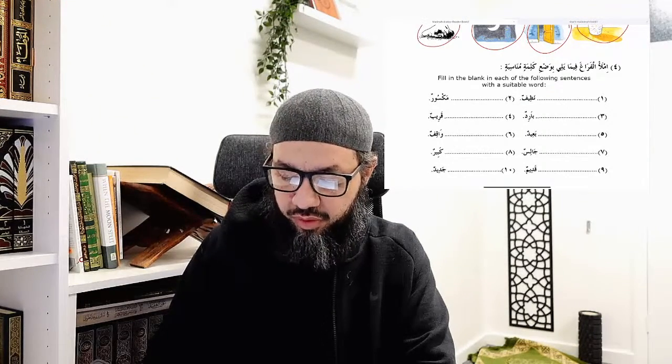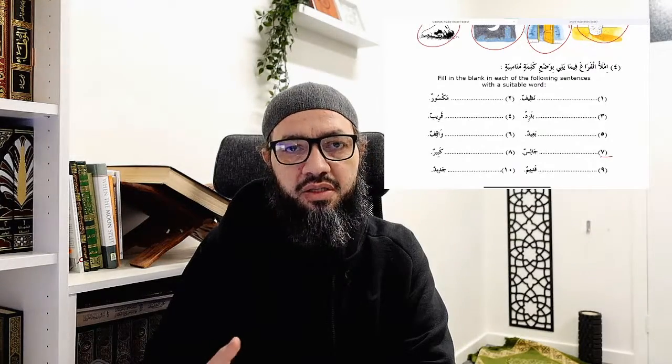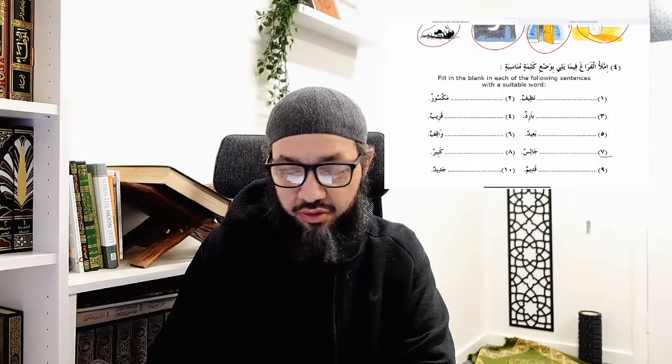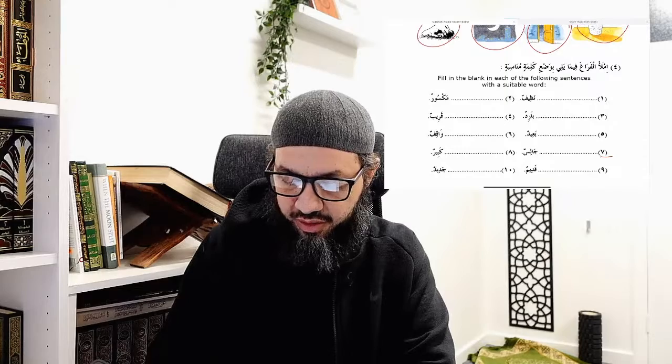So let's just have a quick look. Let's do jalisun, number 7. Who's going to be sitting? Don't say al-hajar for jalis. You can't say the rock is sitting. Rocks don't sit. It has to be a suitable word. The teacher is sitting. The boy is sitting. The man is sitting. The imam is sitting. Anything which points to a person, right? So here you're going to write the words. For example, I'm going to do it in English because you're going to do it in Arabic. No cheating. The teacher.